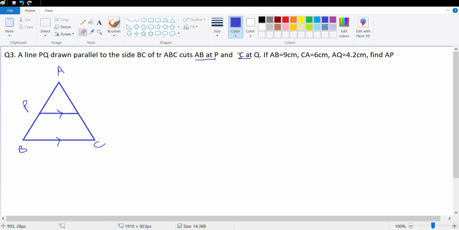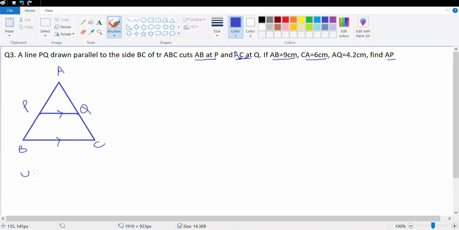Let me just read the question in the book. Yes, the question says AC and I have typed it incorrectly. So my mistake. This is AC at Q. So this is point Q. If AB is equal to 9 and CA is equal to this, find AP.